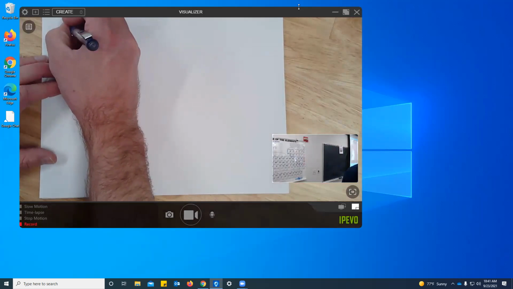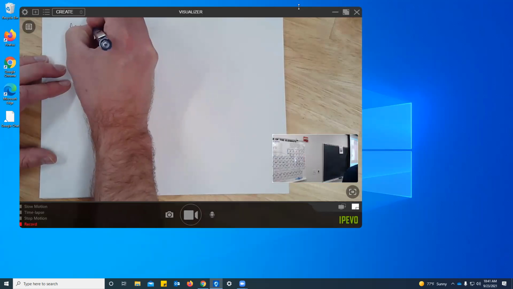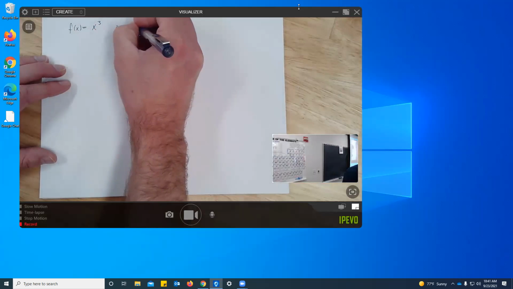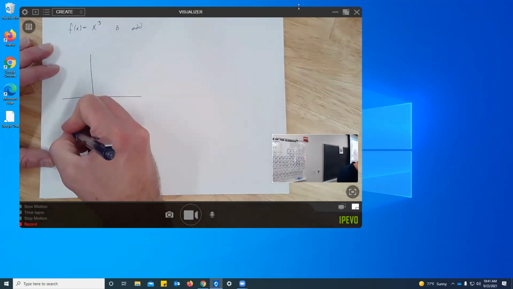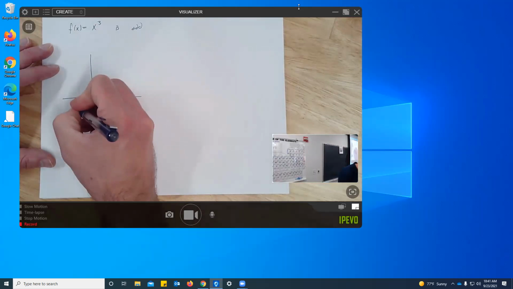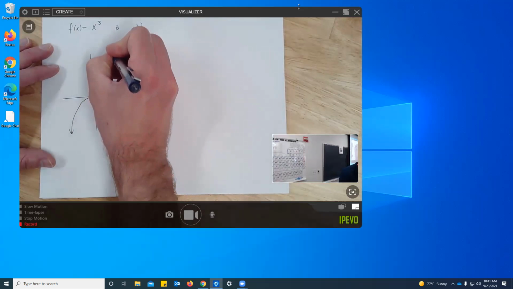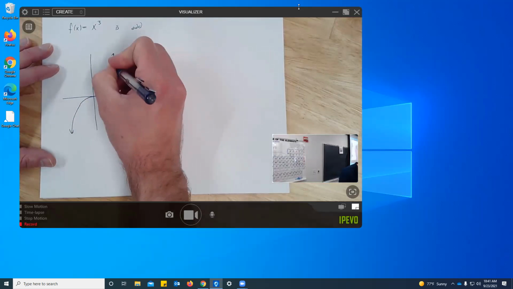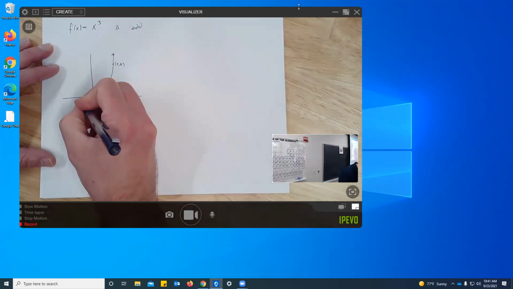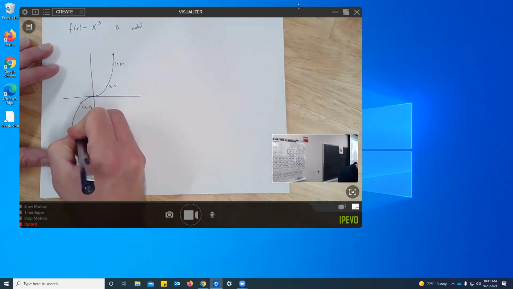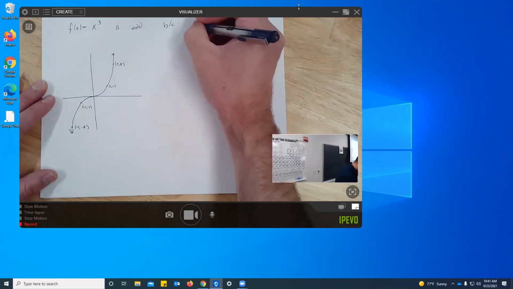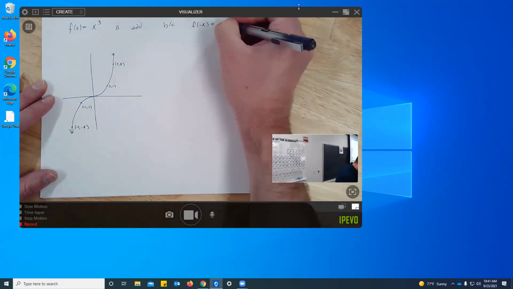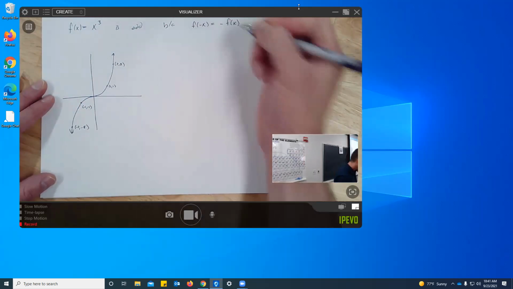What does it mean to be odd? Well, here's another example. f of x equal to x cubed is odd. Let's graph it. This is when I'm always terrible at graphing. So let's try our best. We get points like (1, 1) and (2, 8), and (-1, -1) and (-2, -8). And it's odd because f of negative x is equal to negative f of x.